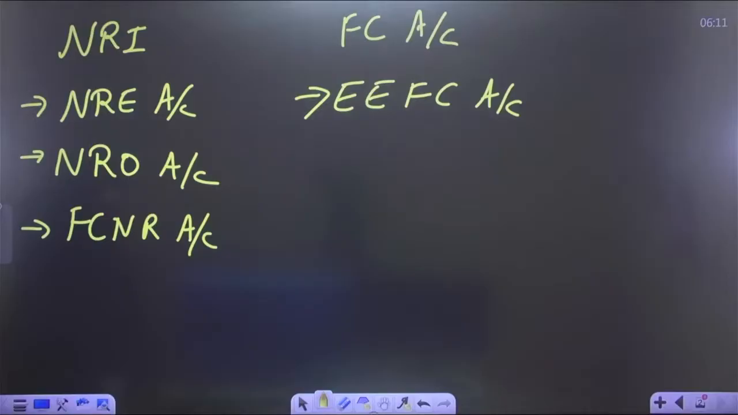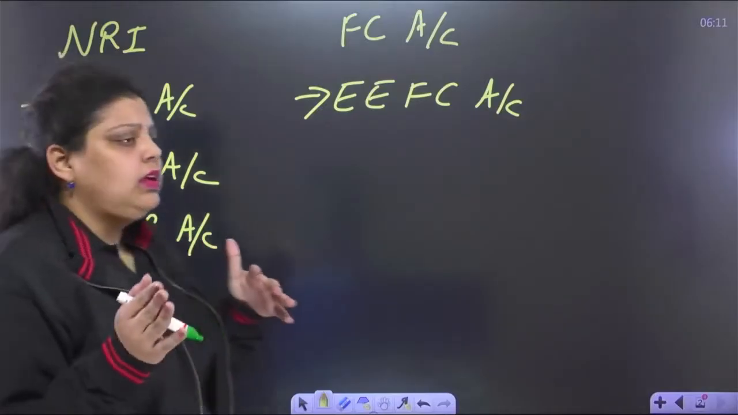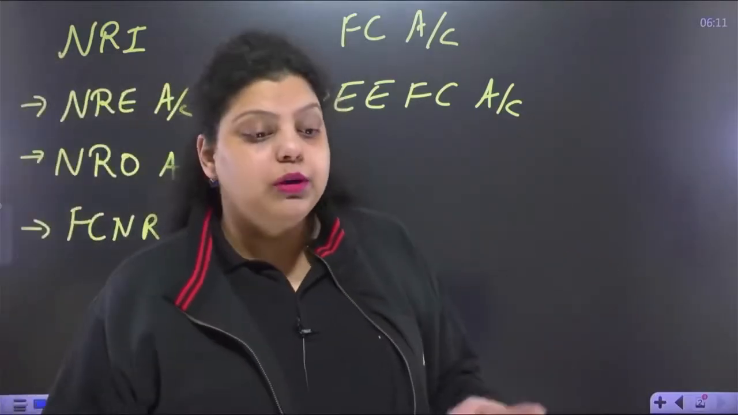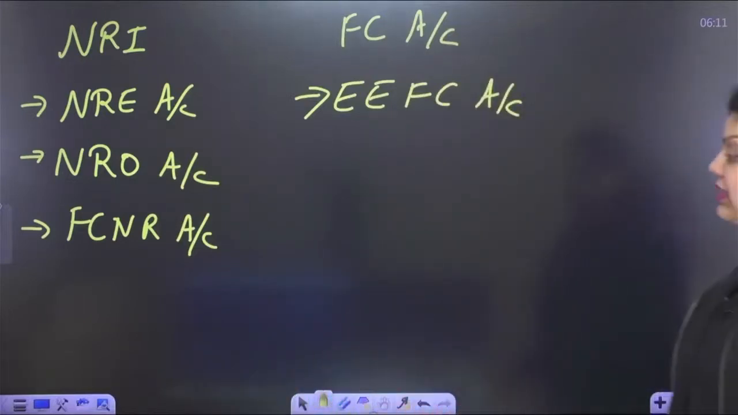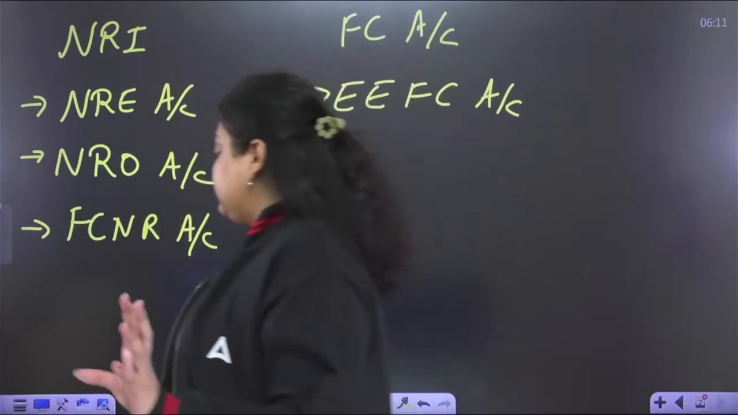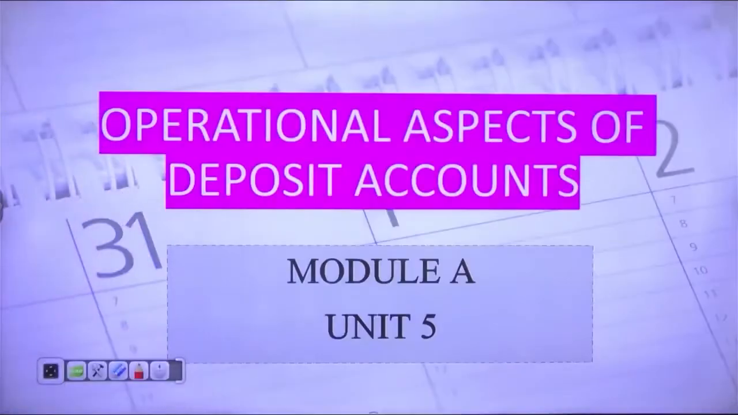Clear? So different types of accounts we have as the need of the customer, as the purpose of maintaining the deposit in the bank. Clear? Now apart from that, these are the accounts that we have to cover in detail. All the accounts have to be covered in detail, but here we will be starting with the MCQ for your chapter number 5, operational aspect of deposit accounts.